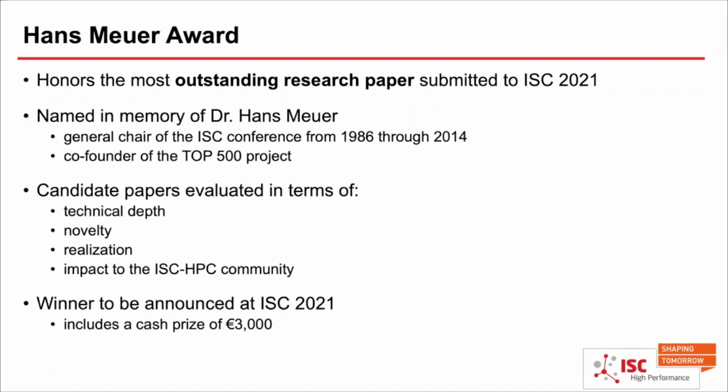Now, each of the tracks to which research papers are submitted, we're able to nominate 1 or 2 papers as candidates for the best paper, and then those papers were considered in terms of technical depth, novelty, realization, and impact to the ISC and HPC community. I'd like to tell you who the winner was, but we're going to save that announcement for ISC 2021 itself. And it's also worth noting for future years that this award comes with a cash prize this year of 3,000 euros. So a nice incentive to write and submit the best paper you can.